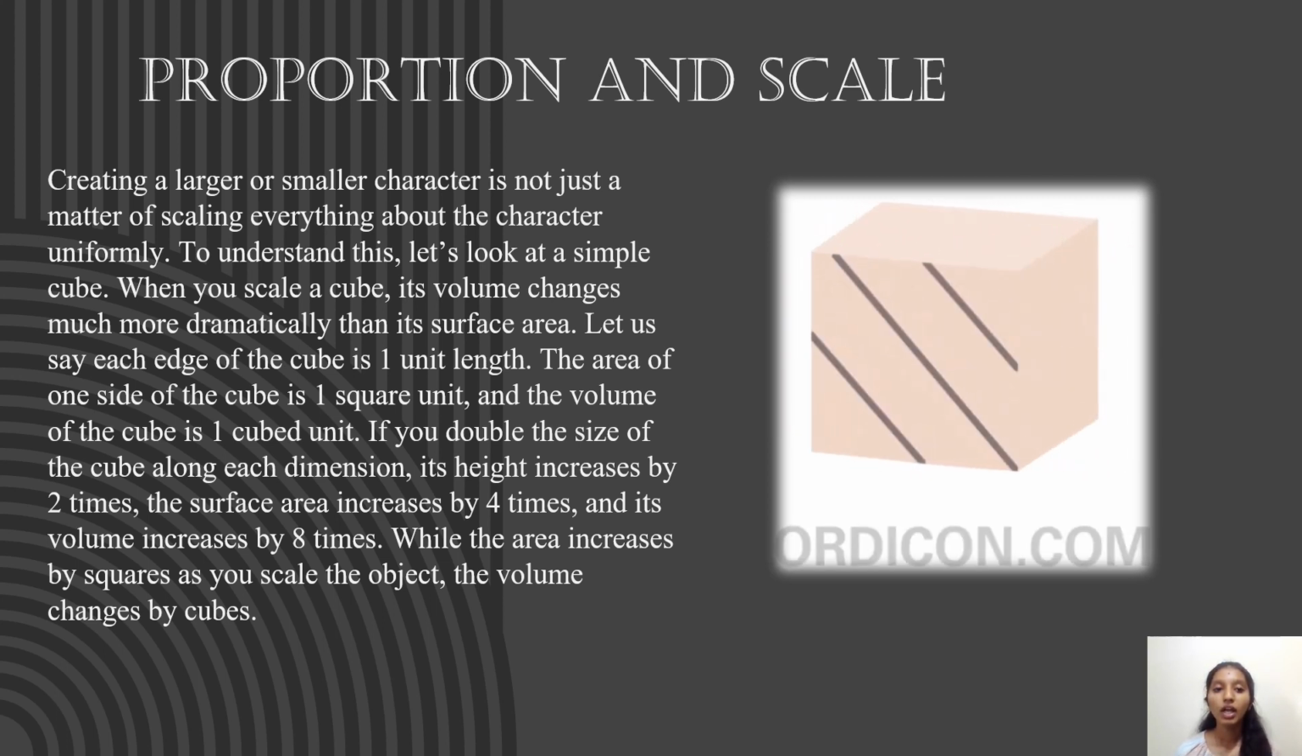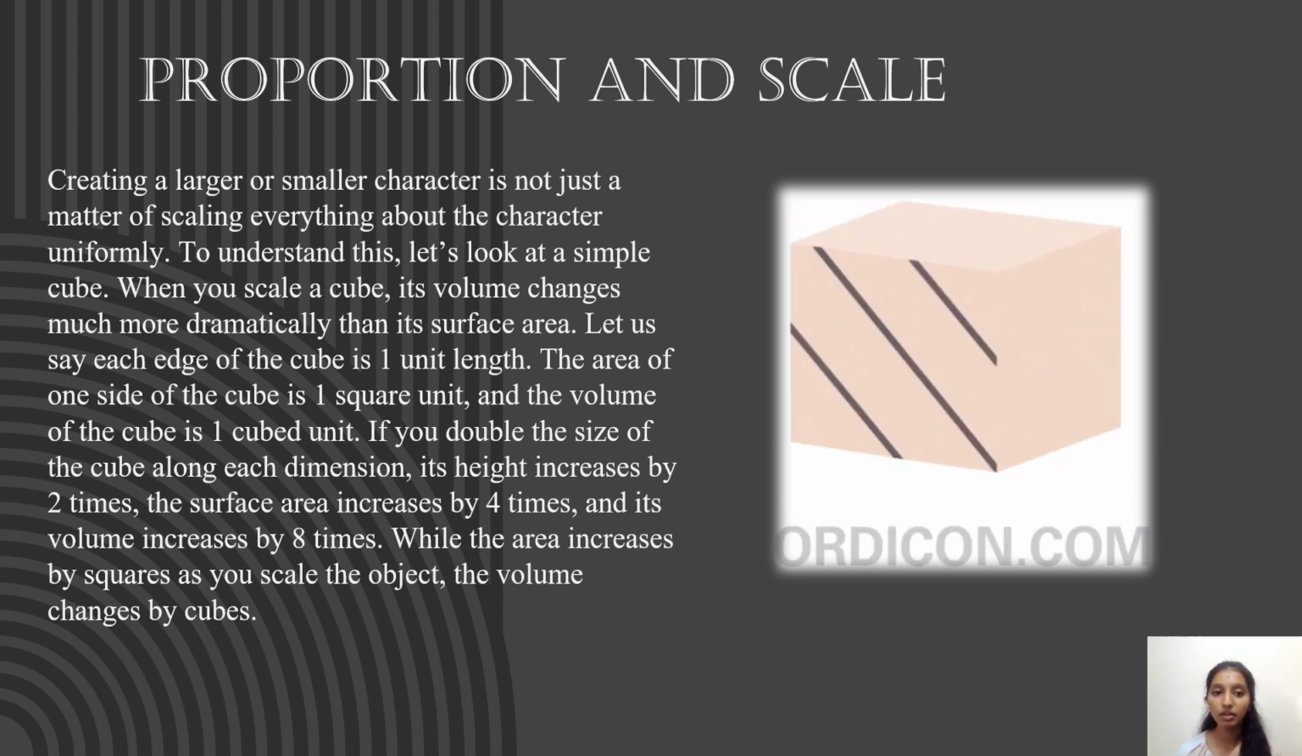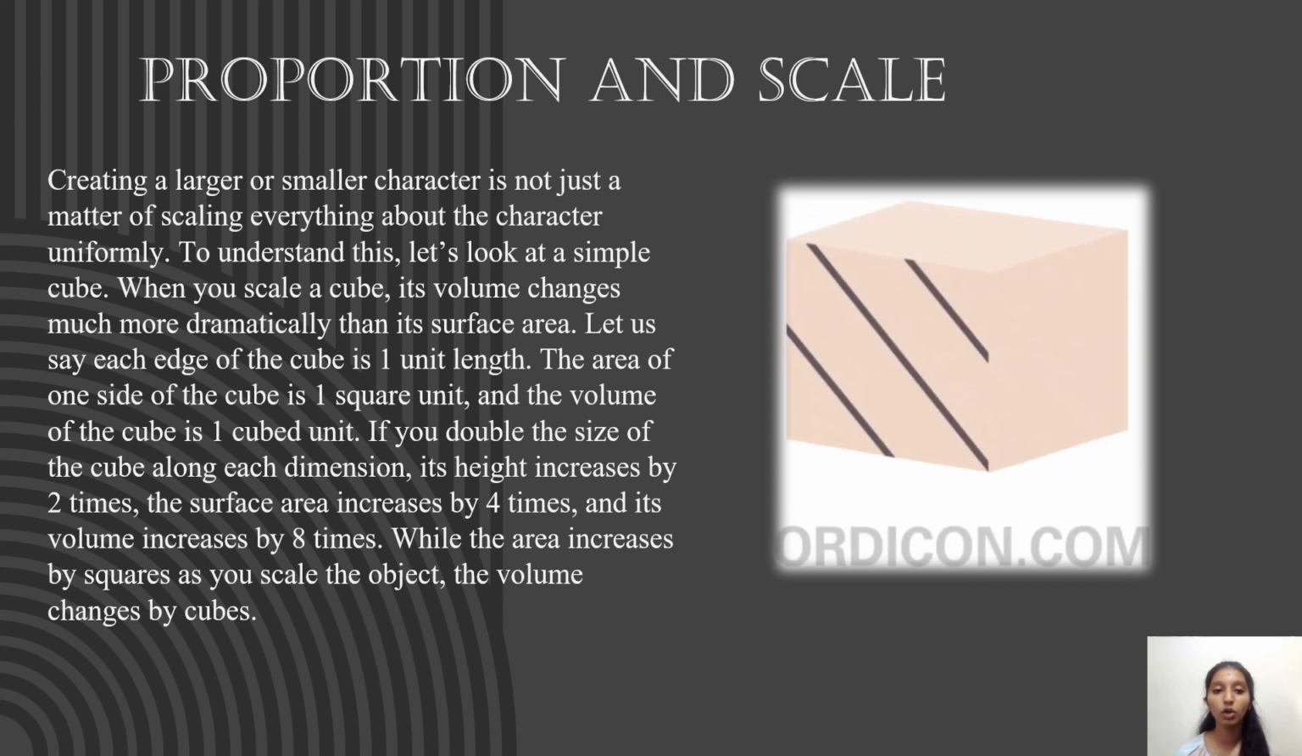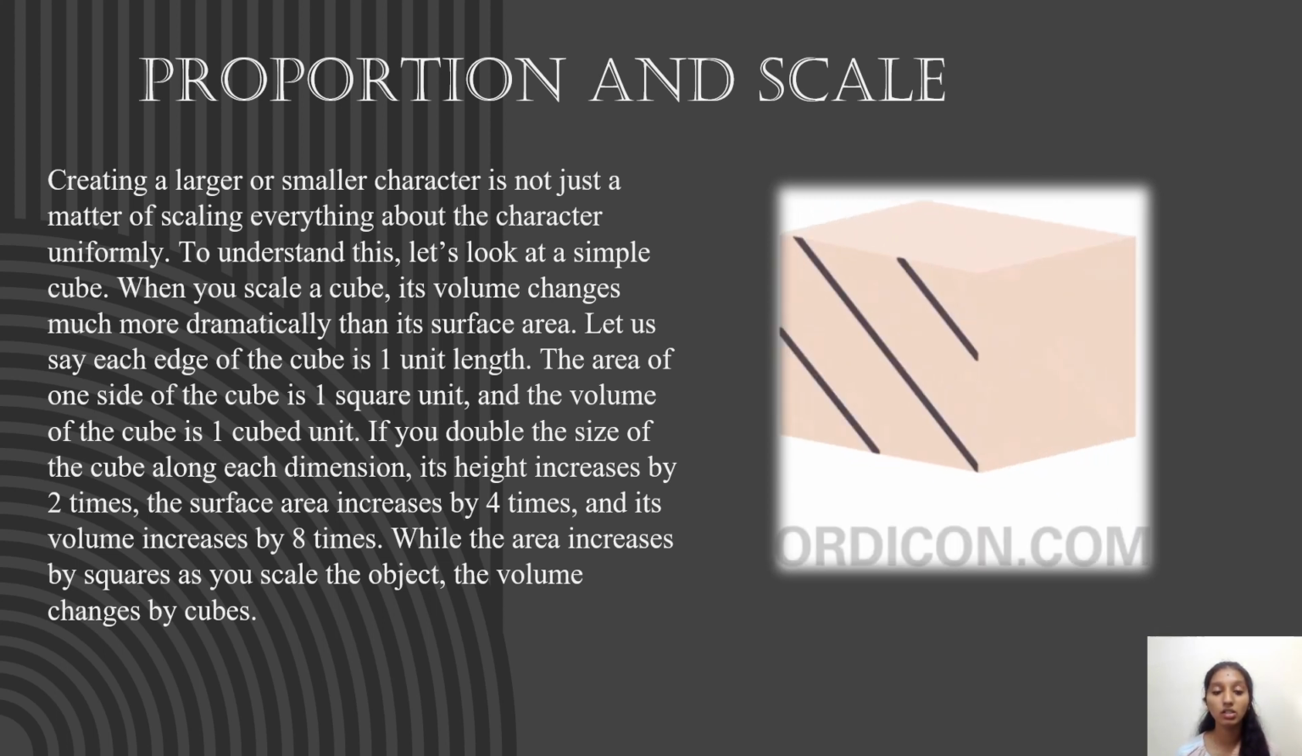Let us say each edge of a cube is 1 unit in length. The area of one side of the cube is 1 square unit and the volume of the cube is 1 cubic unit. If you double the size of the cube along each dimension, its height increases by 2 times, the surface area increases by 4 times and its volume increases by 8 times. While the area increases by squares as you scale the object, the volume changes by cubes.